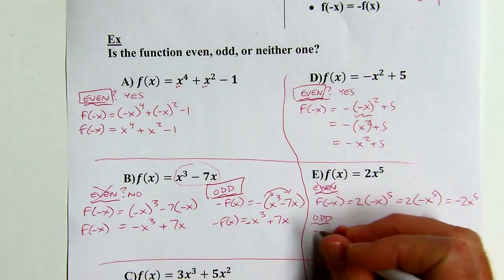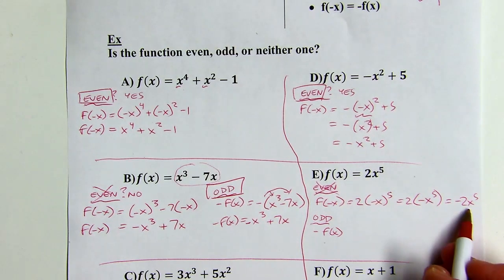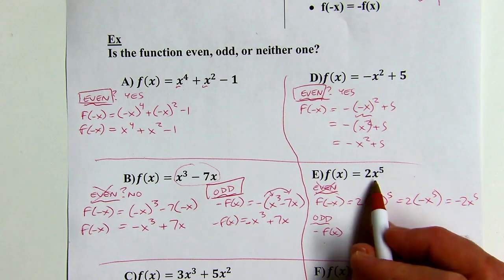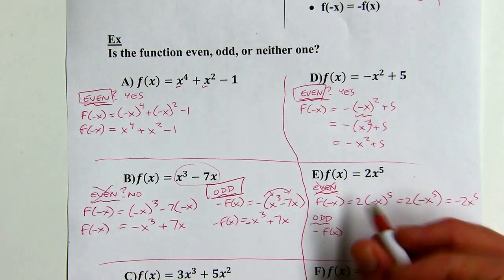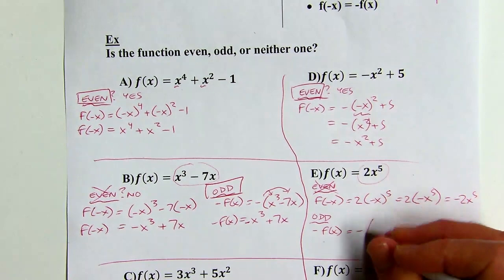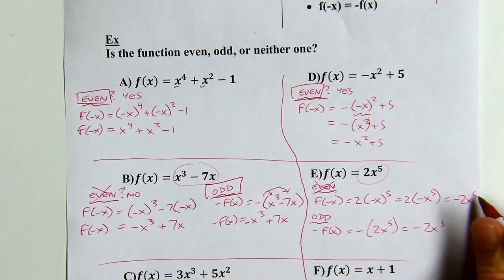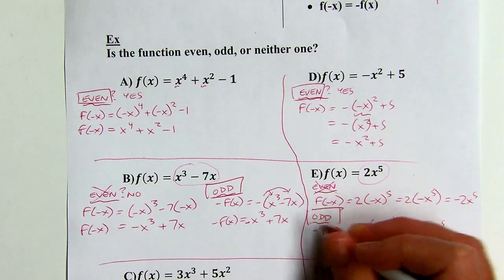So let's look at negative f of x. I want to see if negative f of x comes out to negative 2x to the fifth. It doesn't have to be equal to the original. It has to be equal to f of negative x. So I'm going to take the opposite of all of this, and there's only one term there. So that's negative 2x to the fifth. Hey, those matched up, and this one then is odd.